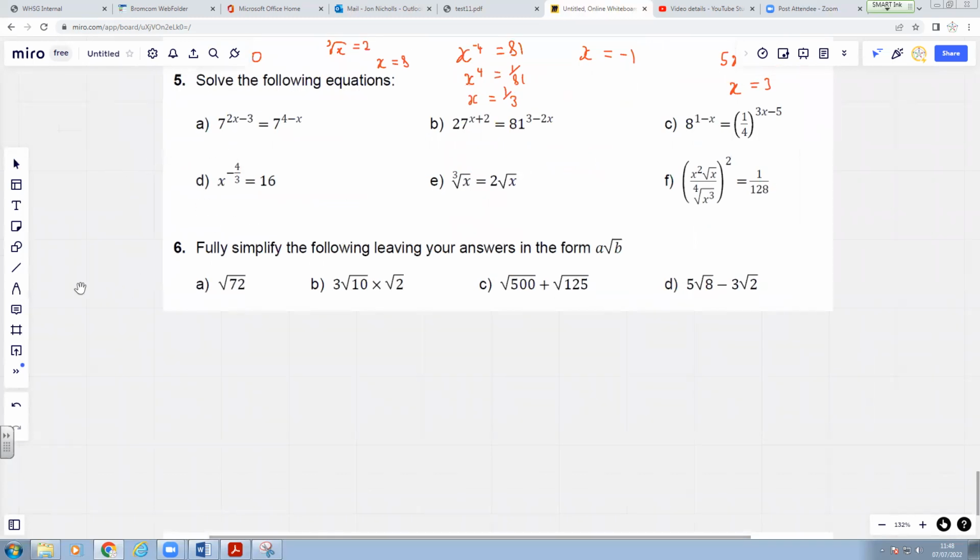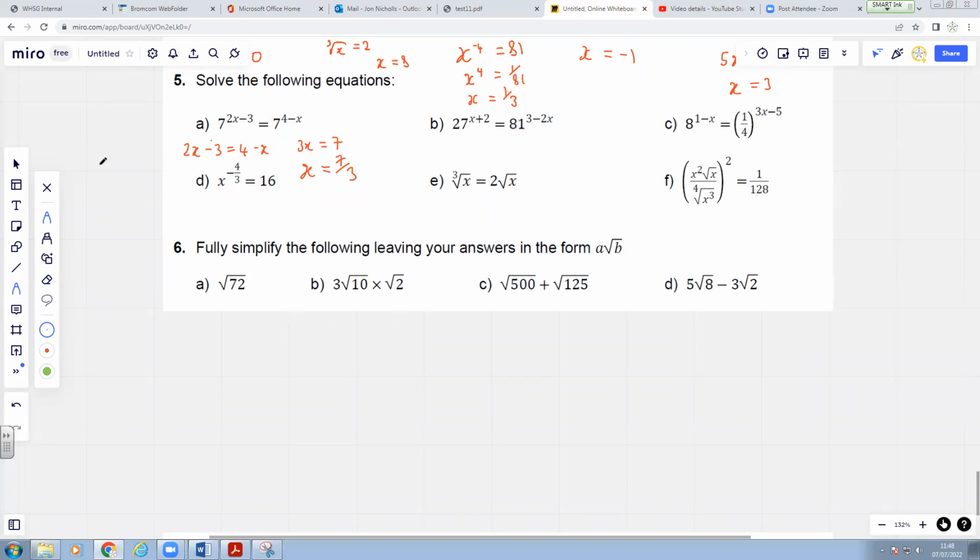Okay, right. Well, if you've ever got 7 to the power of this is 7 to the power of that, well, then you can always argue that this equals that. Rearranging this in my head, I can see I'm going to get 3x equals 7. And so x is 7/3. Happy with that?